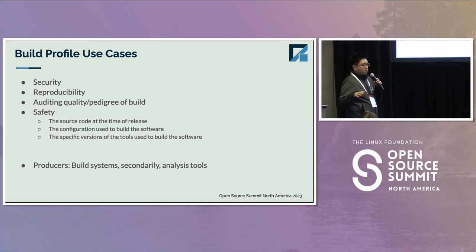And the more accurately we can represent these processes and document them, the more factual information we have to then evaluate the ecosystem and to evaluate the claims that we have. So the build profile goes around a couple of use cases. The first is security. We know about vulnerabilities. Rose and Adolfo talked a little bit about that.